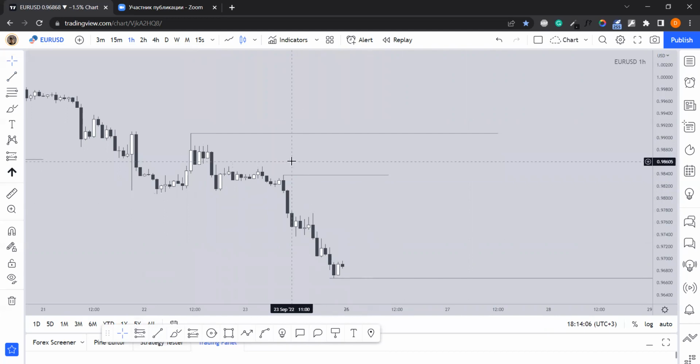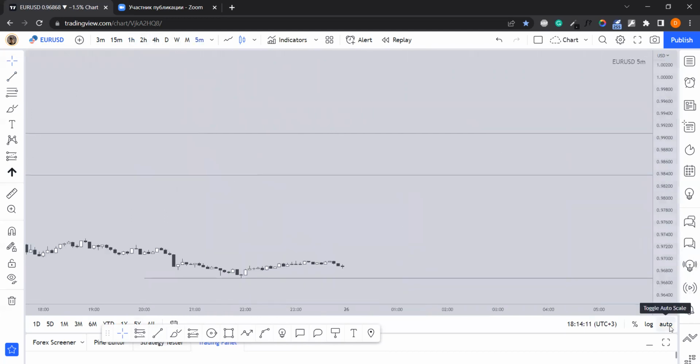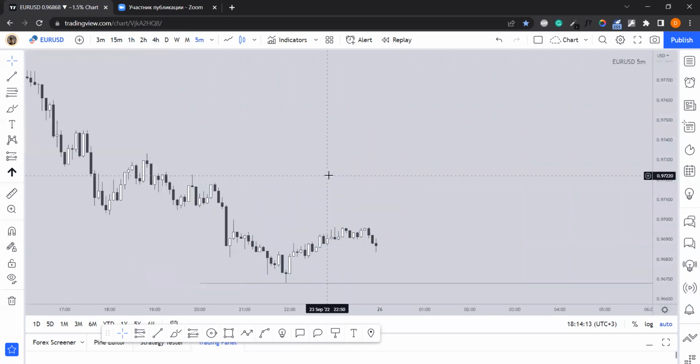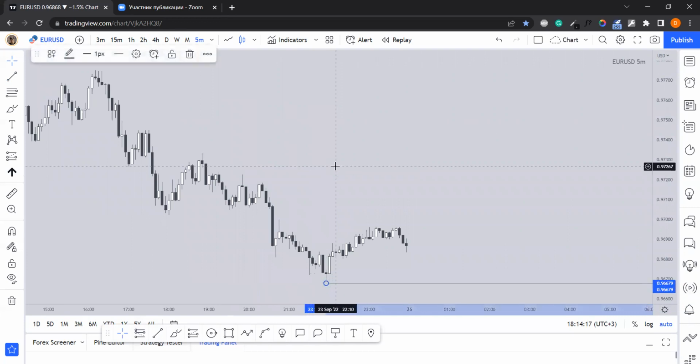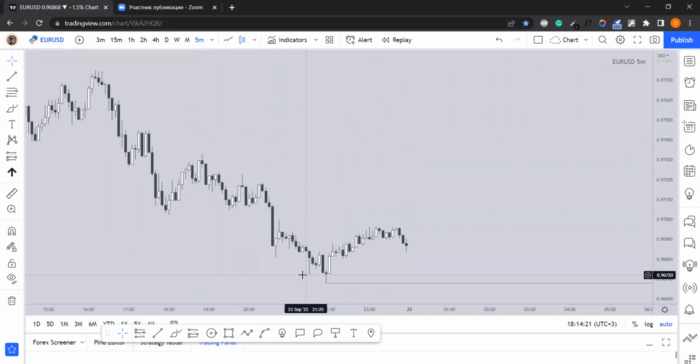So this is the 4 hour, this is the 1 hour, and then you go to 5 minutes and find your recent range on 5 minutes. And as you see, 5 minutes is also bearish. Actually, it is bearish, so the high is here.